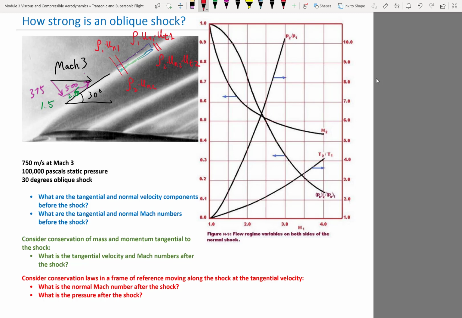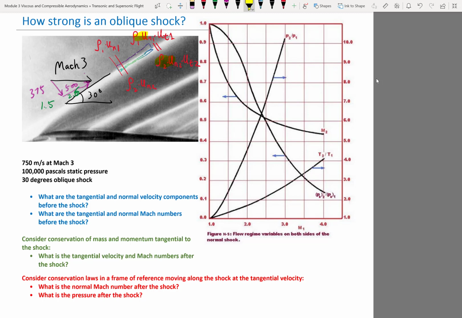Yes, ut1 is equal to ut2, right? Because from this equation, this is equal to this, so this has to be equal to this. The tangential velocity does not change across an oblique shock, right? So this is, again, if you remember anything about oblique shock, this is probably the thing you should remember. Tangential velocity, no matter in which tangential direction, does not change across an oblique shock.